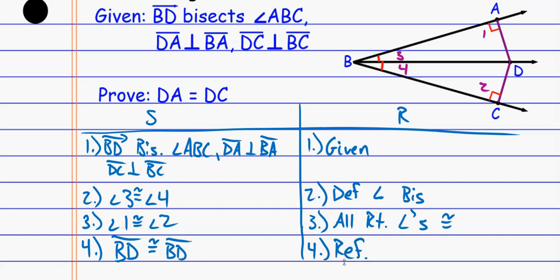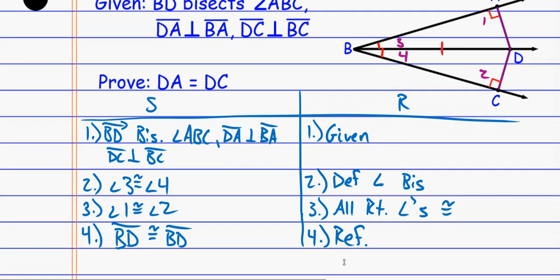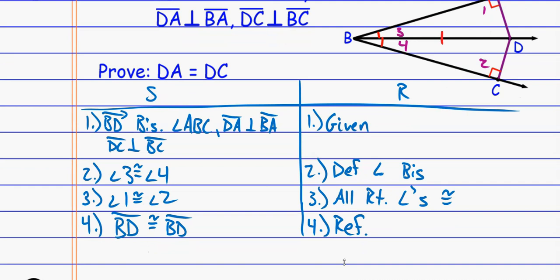And so now, if BD is congruent to itself, well, now I have angle, angle, side, all right? And so I can say that these two triangles are congruent. So we're going to say triangle BAD is congruent to triangle BCD. And again, that's just angle, angle, side.